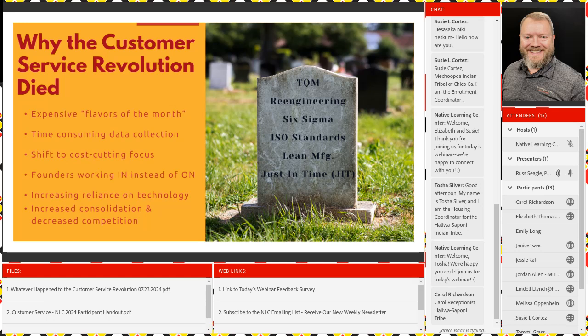This happens with government services as well. I've seen this happen with tribal government services. I've seen this happen with states, and I've seen this happen with the federal government. We're too big to care. You have to deal with us. Get used to it. And thus killed the customer service revolution. The revolution was over.